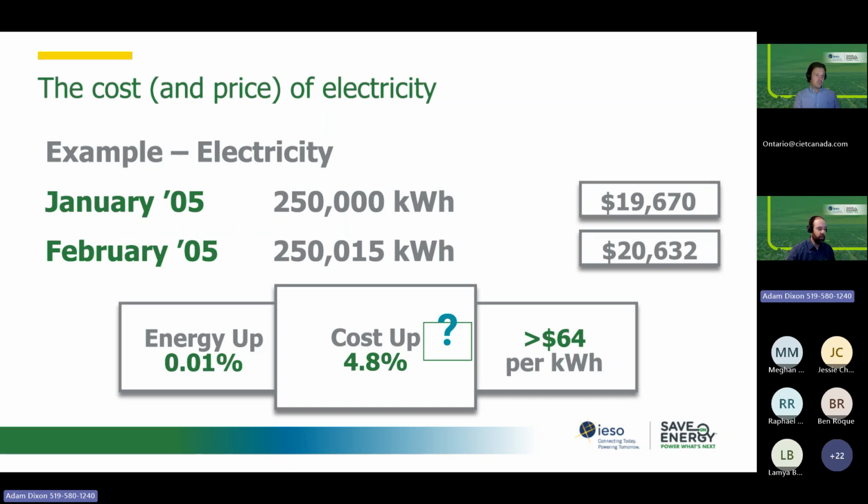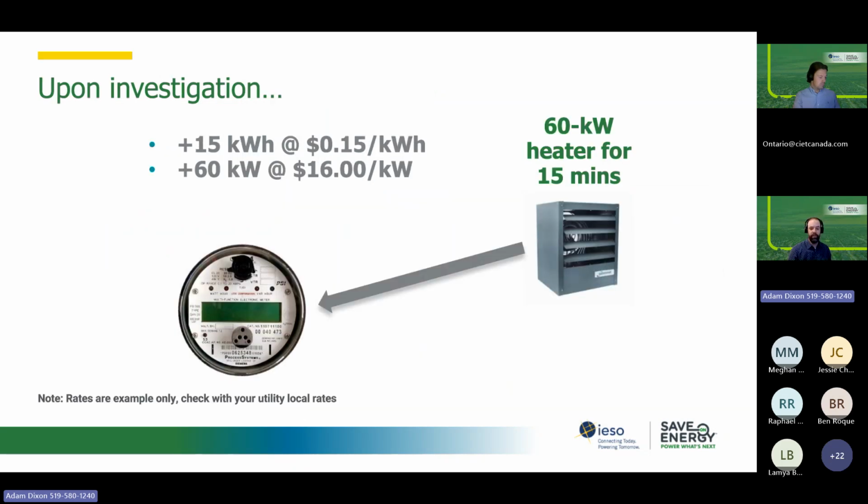And then what caused this, upon investigation, is the demand on your bill. So they had plus 15 kilowatt hours at 15 cents a kilowatt hour. That was their price of electricity, but they had plus 60 kilowatts at approximately $16 per kilowatt they would be charging. If you want to dive really deep, you can go to your local LDC and they'll add up all your demand charges. It's probably going to come out to around $16 plus or minus a few bucks. So they had 60 kilowatt demand at $16 a kilowatt.